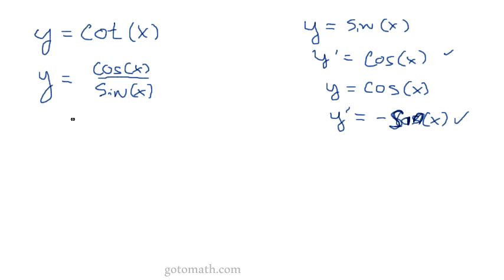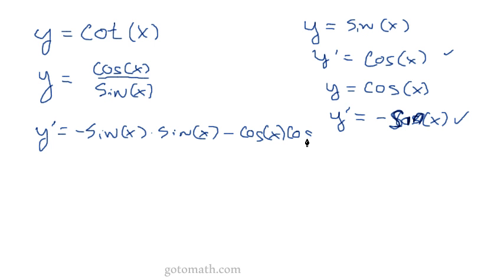So we want to take the derivative of this now. So we're going to use the quotient rule: the derivative of the numerator, which is negative sine x, times the denominator, sine x, minus the numerator, cosine x, times the derivative of the denominator, which is cosine x, and this is all over sine squared x, right? We square the denominator.